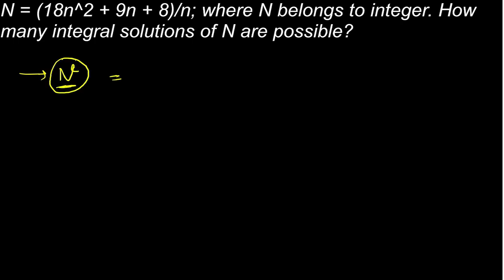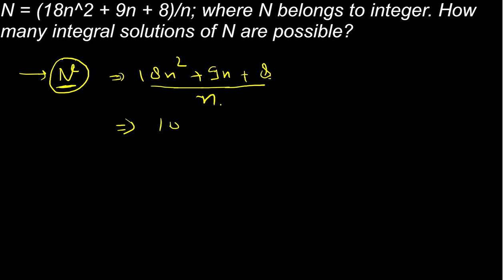Okay, so this is 18n² plus 9n plus 8, and this number is divided by n. Okay, so these are some pattern questions. Straight away we can start with this, because we want this to be an integer number. We should find out which number is going to make this non-integer.